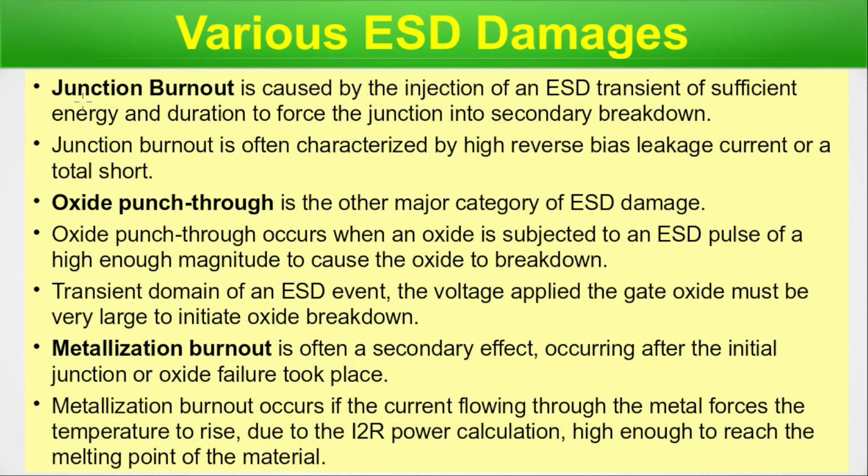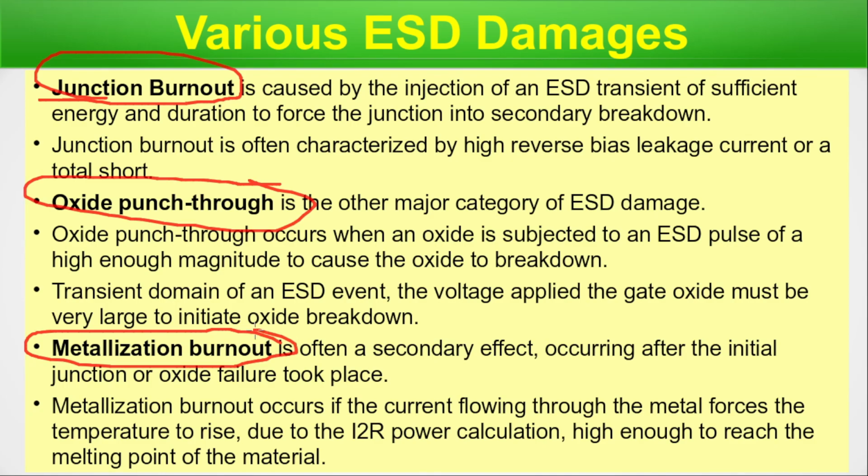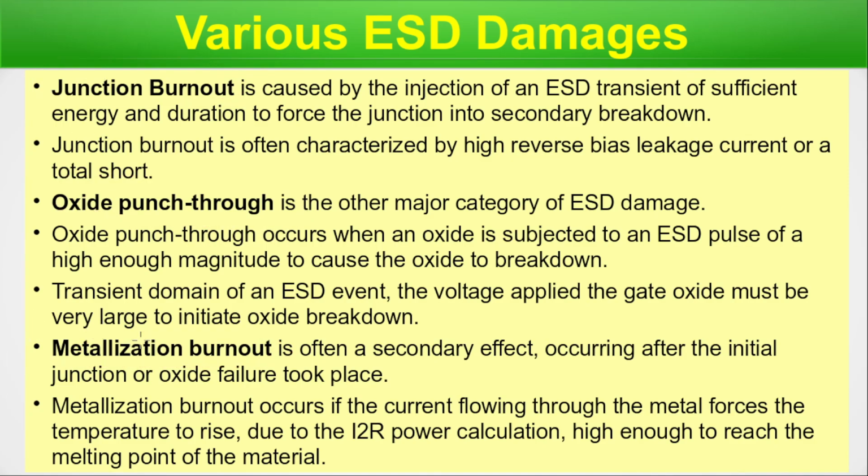Three types of ESD damage we have talked about that can happen inside the chip. That is junction burnout, the next one is oxide punch through, and the next one is metallization burnout. So these exist inside the IC, and this type of damage, 1, 2 or 3, can happen due to the ESD. So here we are done talking about the various types of ESD damage that can happen inside the IC. Let's move on to the next slide.